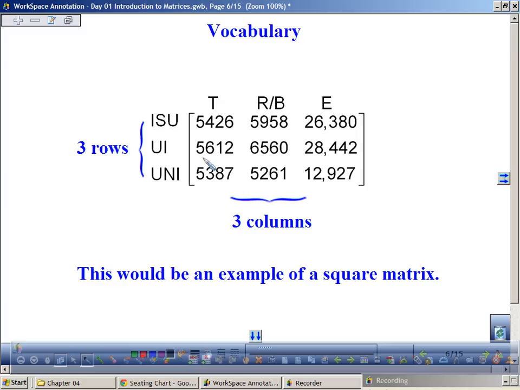What I really want you to get from this is that these are my rows, and these are my columns. And this would be an example of a square matrix. Why would I call this a square matrix? It's not just a rectangle. It's a square. It's a 3 by 3. Or it could be a 2 by 2. Or a 4 by 4. Or a 1 by 1. Is that a square matrix? Yes. How about 3 by 2? No. Okay.